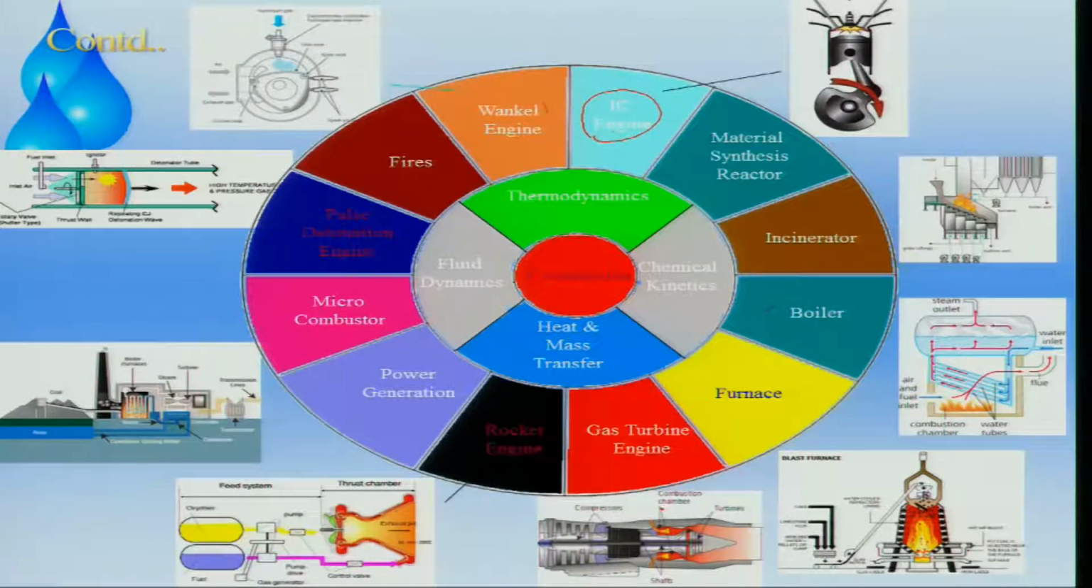Of course, the gas turbine engine, which is used for aircraft propulsion and also in power plants generating power, and the rocket engine. We will be discussing both the gas turbine engine and rocket engines. And there is a very interesting recent development: micro combustors, which have a lot of applications in micro air vehicles. And there is a new engine coming up, the pulse detonation engine, which can be used for aero applications as well.